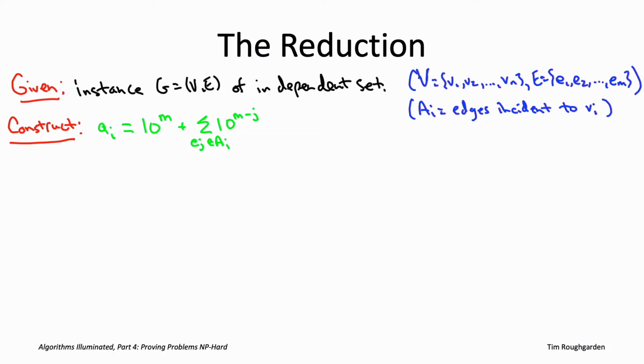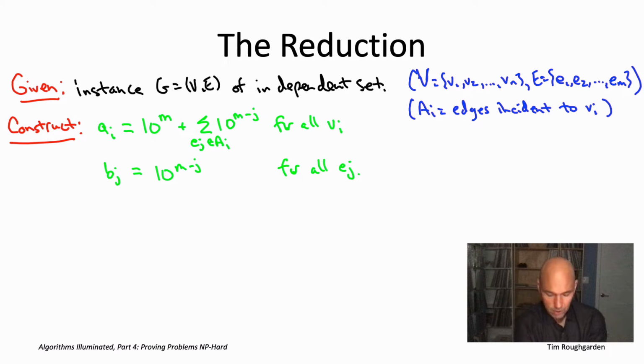Okay, but again, this is just saying in math exactly what we were doing on the last slide. Leading digit of 1, plus then 0s and 1s according to which edges are incident to that vertex. And then for each edge Ej, as mentioned, we're going to have a number that corrects for a 0 that would otherwise appear in the jth trailing digit. So Bj is just going to be equal to 10 to the m minus j. So those are the numbers we're going to be using, corresponding to the vertices and corresponding to the edges.